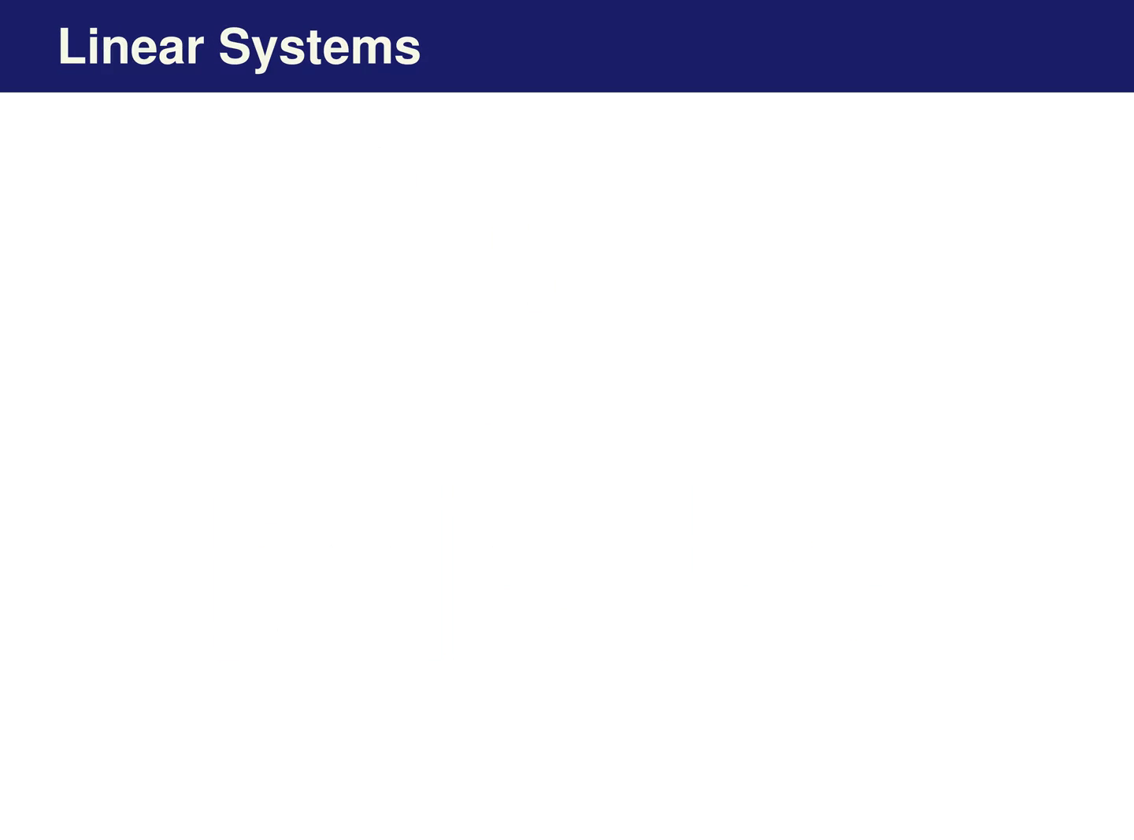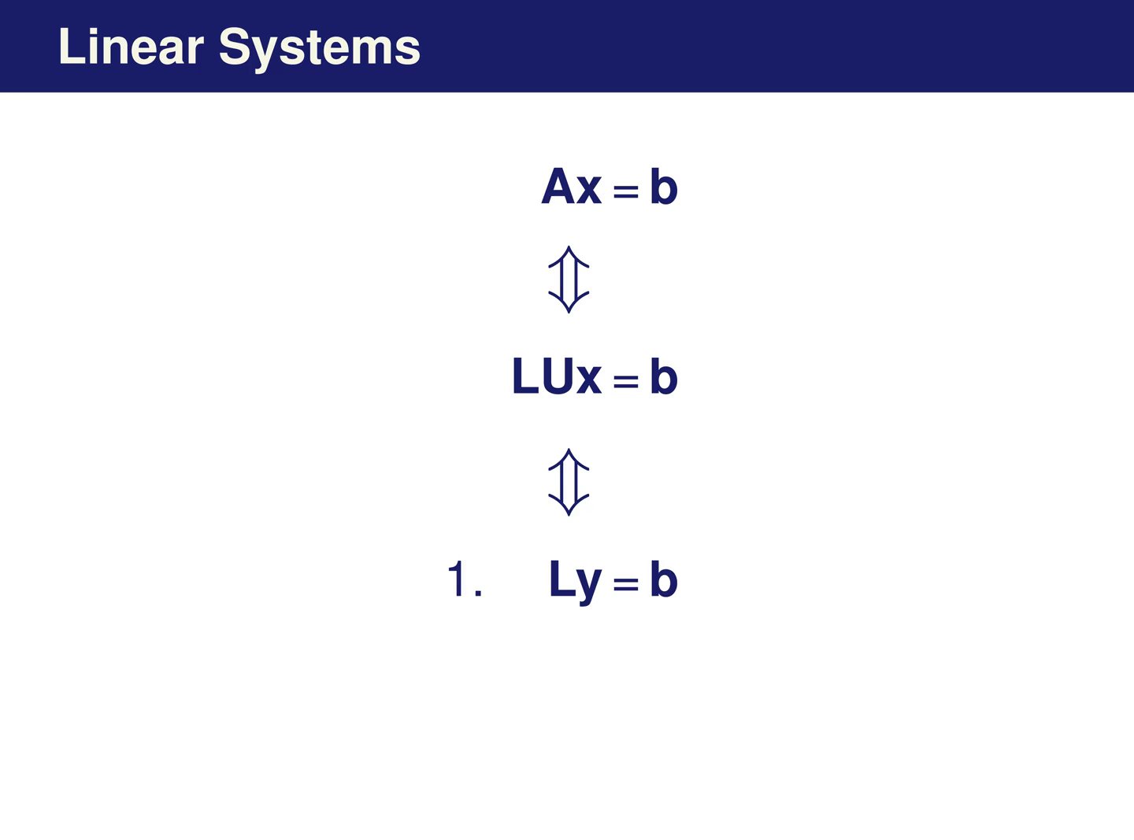Now that we understand the mechanics of LU decomposition, we will end this lesson by seeing what we can do with it. By LU decomposition, the linear system AX equals B is equivalent to the system LUX equals B. We can solve this system in 2 steps. First, we solve Ly equals B for some unknown y. Then we solve Ux equals y for x.